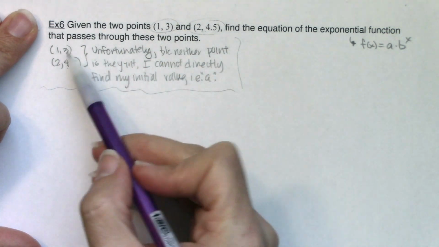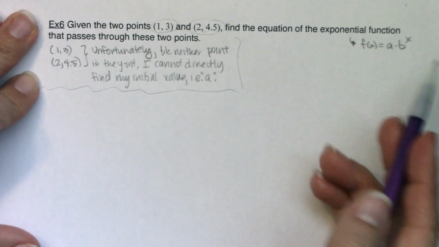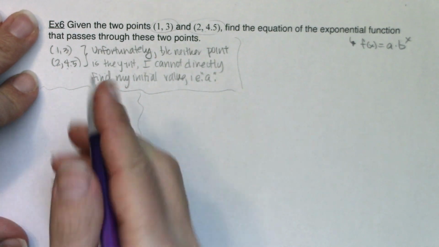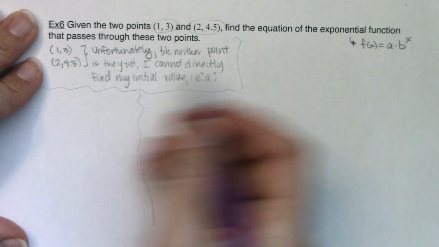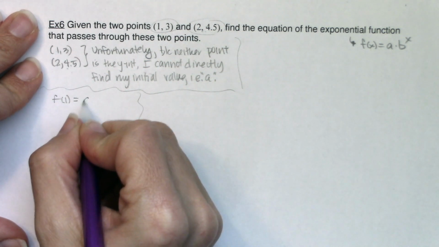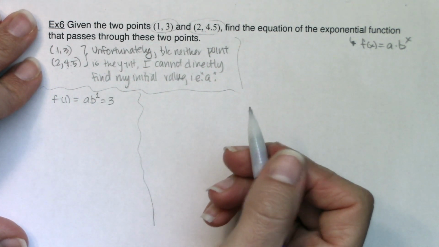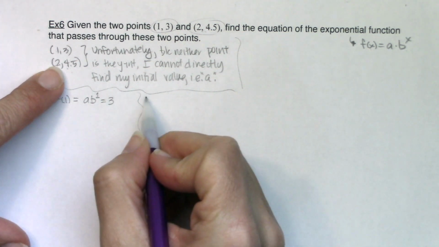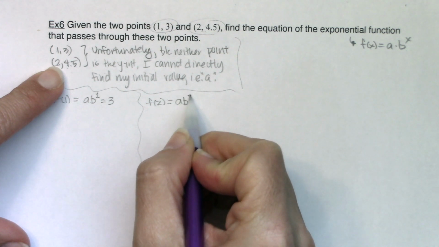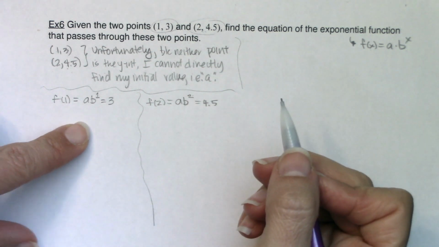All right, so what I am going to do is throw each ordered pair into this function and see what comes out. So I'm going to separate this a little. Let me start with 1, 3, keeping in mind that this is my function. So if I did f of 1, if I plug 1 in, I'm going to get a times b to the 1, and apparently that's equal to 3. Now I'm going to try f of 2, and when I plug 2 in, that's going to be a times b squared, a times b to the x, and apparently that's equal to 4.5.